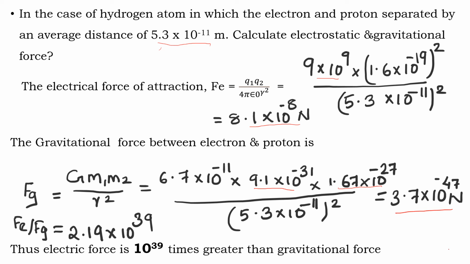Then the ratio of Fe by Fg is equal to 2.19 into 10 raised to 39. That is, the electrostatic force is 10 raised to 39 times greater than the gravitational force.